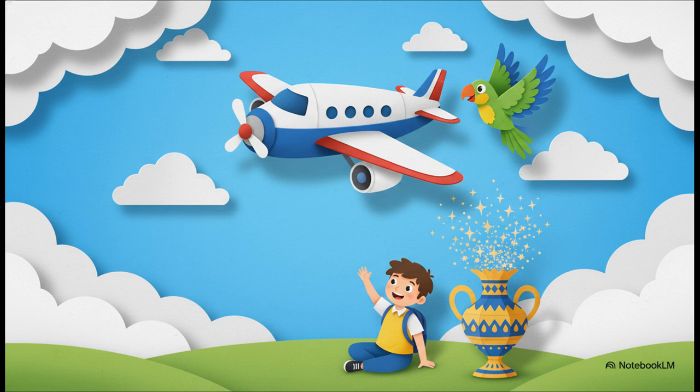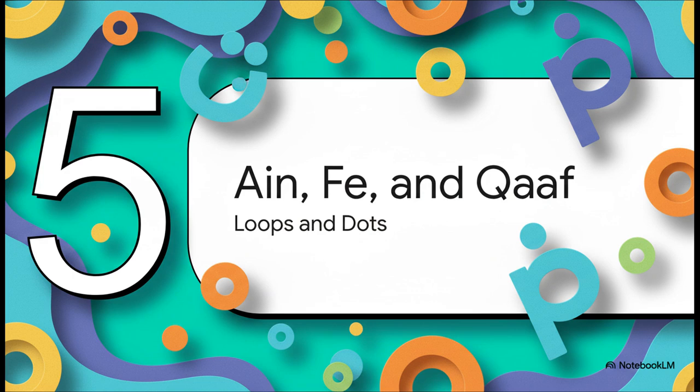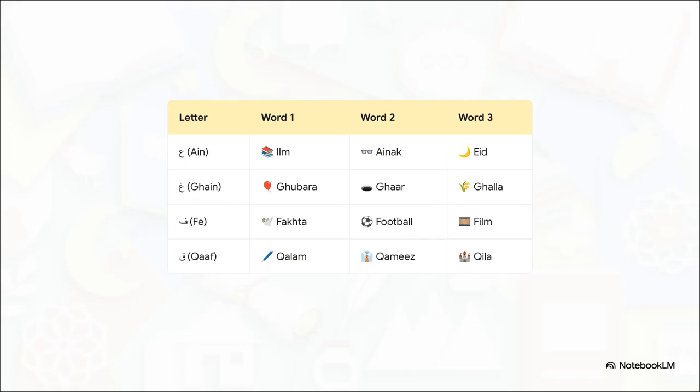Add one single dot to that shape, and you get Zoe, which gives us zarf, meaning a vessel, zuhur, meaning appearance, and zahir, meaning obvious. Moving on to ain, fe, and kaf, loops and dots. Let's decode these unique shapes.